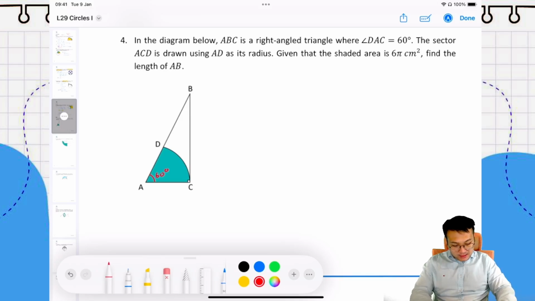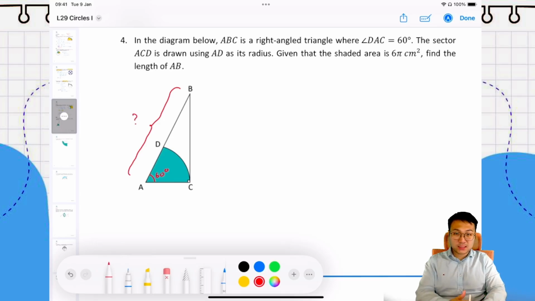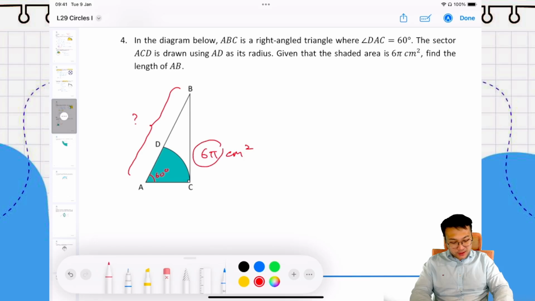So what they want is the length of AB. AB is over here. What is this length? Okay, so they already told you that the area of the shaded region is 6 pi. The area of the shaded region is 6 pi. If I wanted to, I can actually make use of this information to find what is the radius of this sector. What is the radius of this sector?